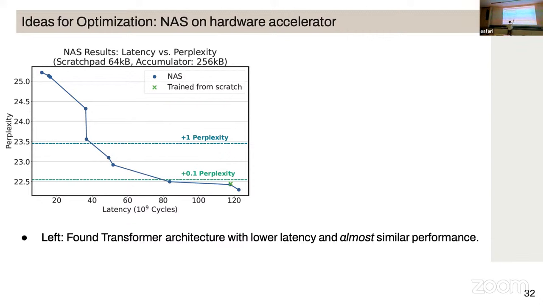So the crosshair is the normal model, the original one, and the blue ones are ones they found through their NAS. And what you want is as low latency as possible. Perplexity is an error function, so we want that as low as possible. And you can see they found one which had lower latency, but almost similar performance.